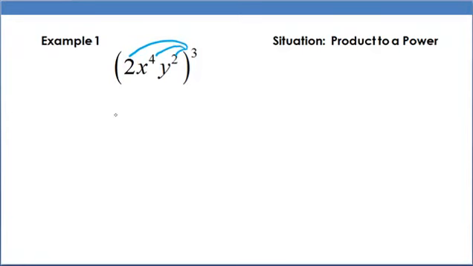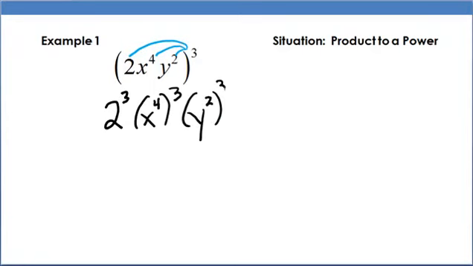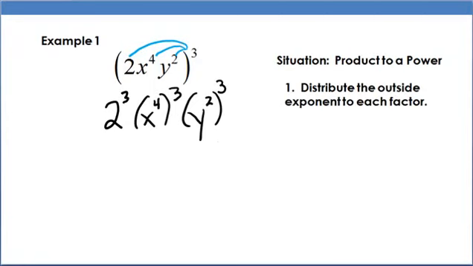So we'll have 2 to the 3rd, x to the 4th to the 3rd, and y squared to the 3rd. And now we'll simplify each of these pieces. 2 to the 3rd will actually be 2 times 2 times 2, which gives us an 8.